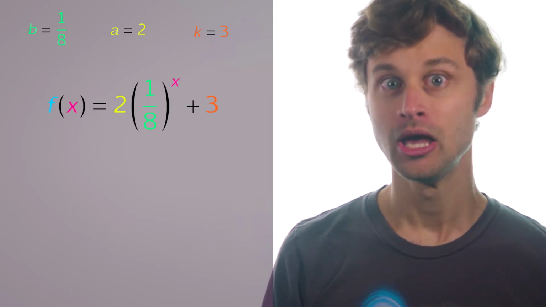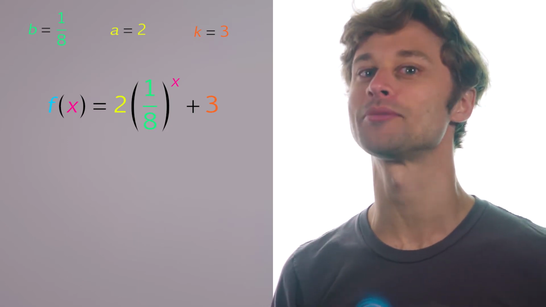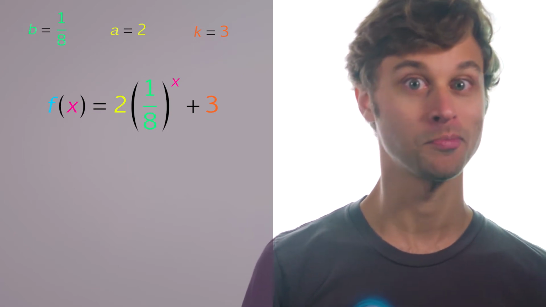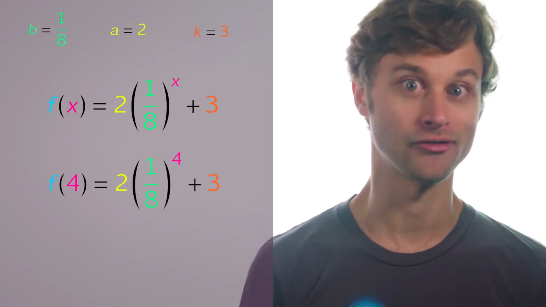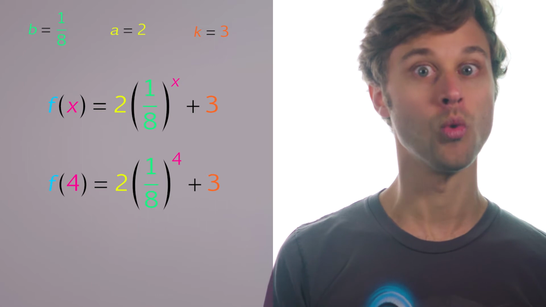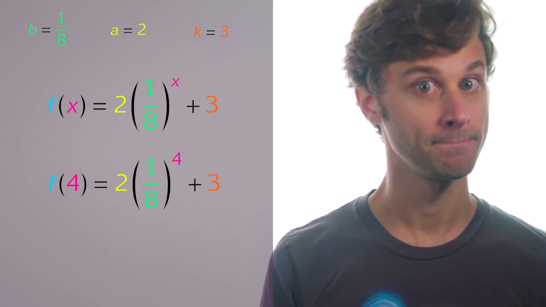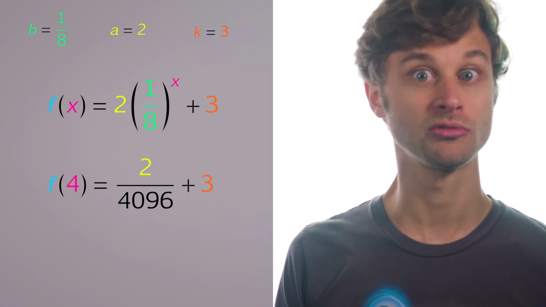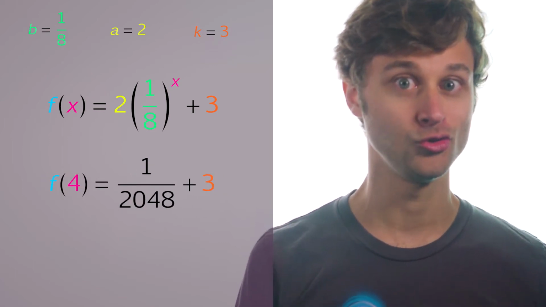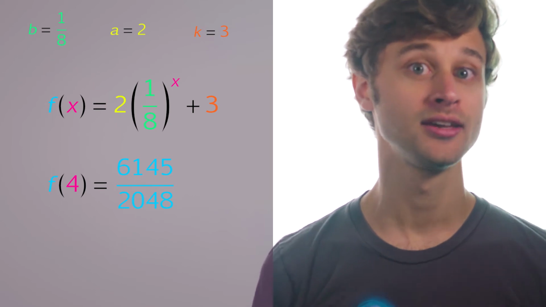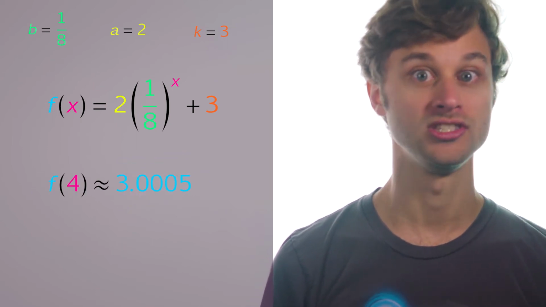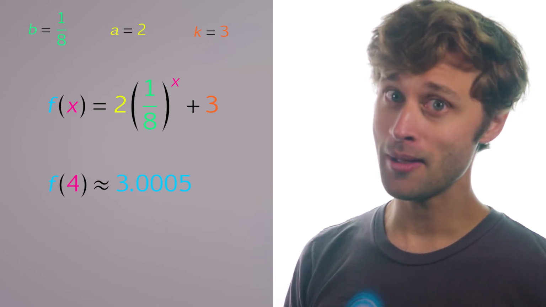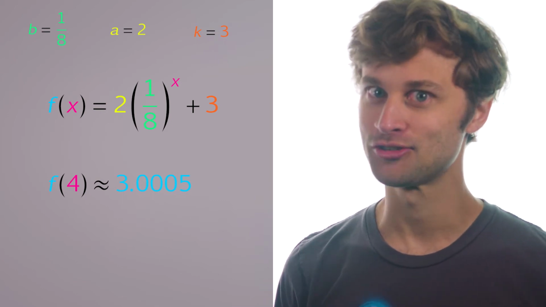But this is not the answer to our problem because the problem actually asks what is f of 4. So I can just plug in 4 for x, so f of 4 is equal to 2 times 1/8 to the 4th power plus 3. So then I get 2 over 4096 plus 3, which rounding down to the nearest 10,000th is about 3.0005. Now that was a complicated problem, but remember, if all else fails, you can always try guess and check.